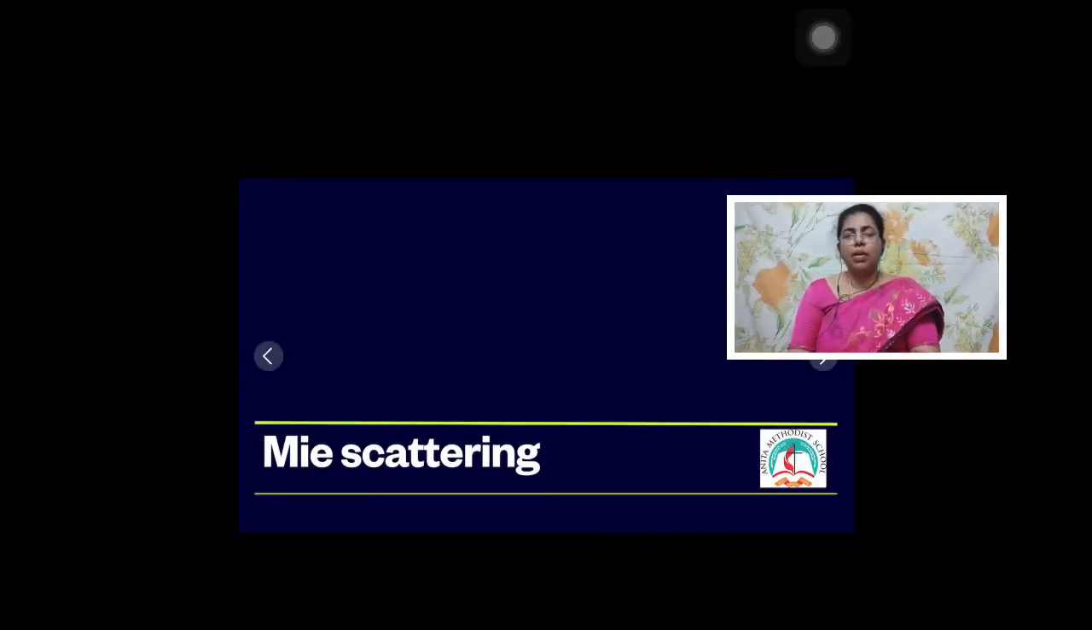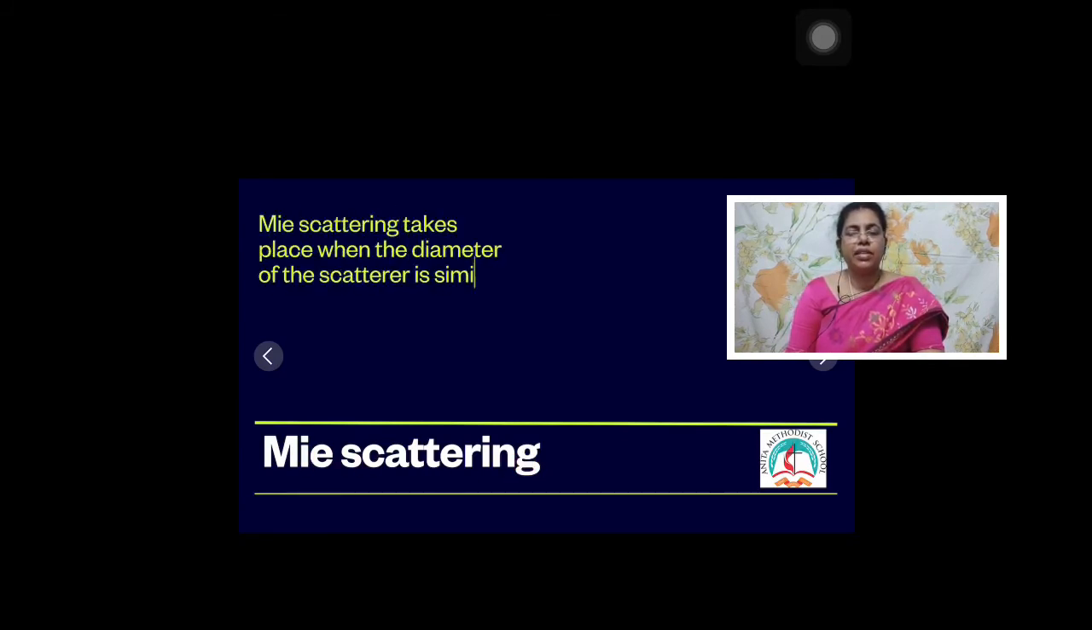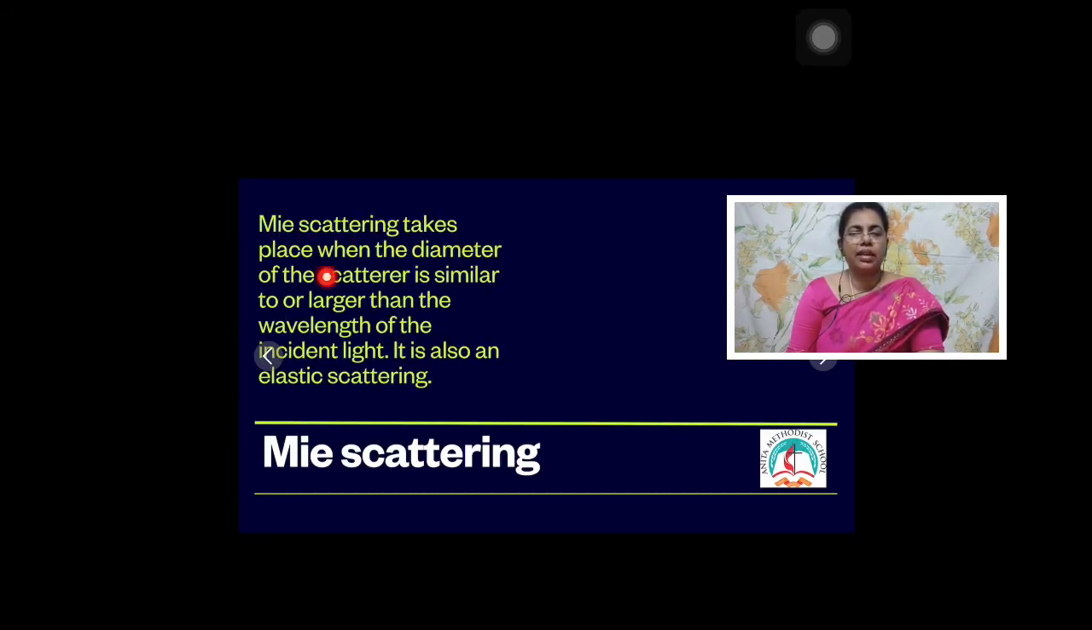Now let's see about Mie scattering. Mie scattering takes place when the diameter of the scatterer is similar to or larger than the wavelength of the incident light, and it is also known as elastic scattering.